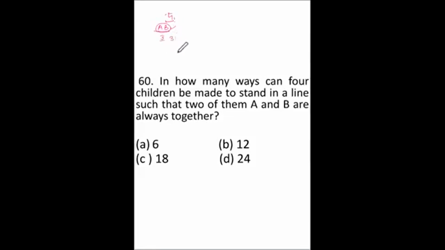So factorial 3. And these can be AB and BA, so 2 ways of these. So factorial 3 into factorial 2. So this comes 3 into 2 into 2, 12. So answer is B.